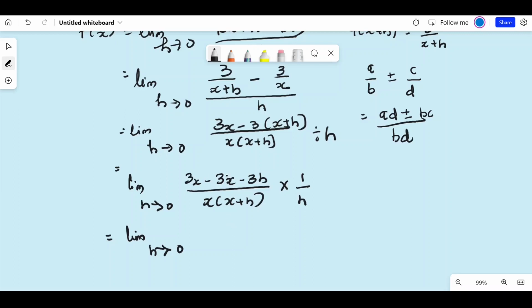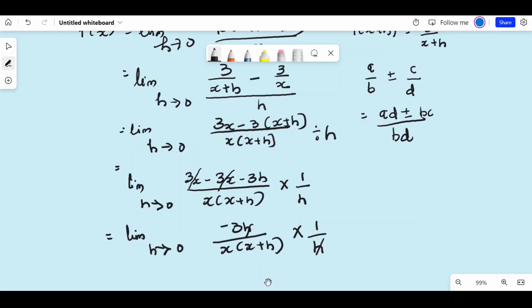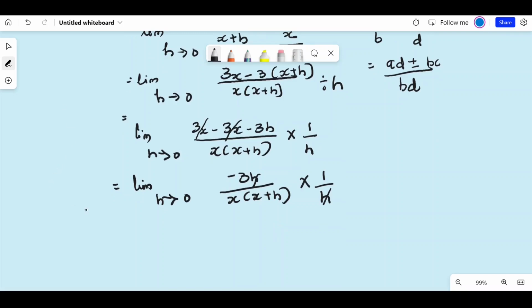So 3x minus 3x is 0. What's remaining on top now is minus 3h over x times x plus h, multiplied by 1 over h. This h and this h cancel. That was the cancellation there. Here in numerator and denominator, h divided by h becomes 1. So let me write what is remaining after all the cancellations. What's remaining is minus 3 on top and x times x plus h in the bottom.